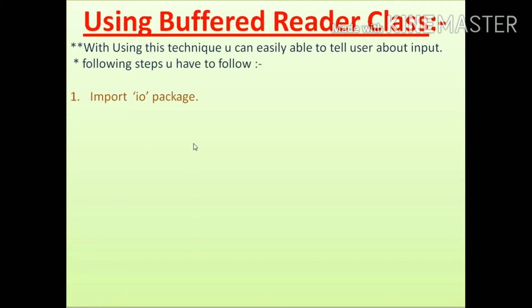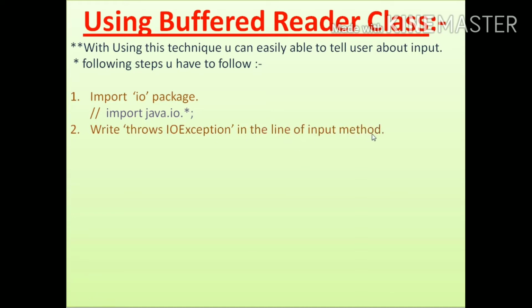First, import the IO package. Where you have to import, I will discuss in the next video. But what do you mean by import IO package? You have to write like this: import java.io.*; Next line, write throws IOException in the line of the main method. It looks like public static void main(String args[]) throws IOException. So you know about public static void main; you have to write throws IOException in that line.